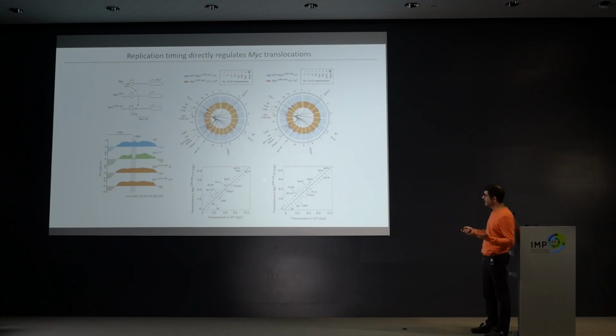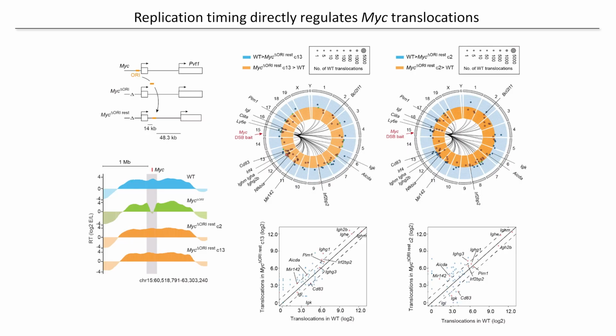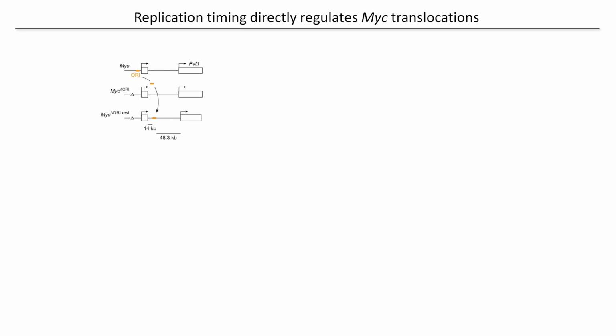It's probably easier to follow it over here, where you can see that you no longer see that scatter on one side as you saw it earlier, but rather it's more or less now along the diagonal. And so that means that replication timing was directly driving the genesis of these translocations. And so finally, we asked whether the nuclear proximity of MYC and IGH was altered when we disrupted replication timing.